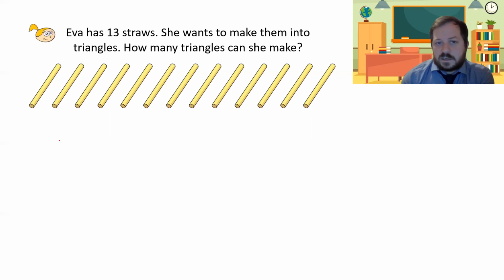So Eva has 13 straws and she wants to make them into triangles. How many triangles can she make? Have a think. How would you do it? And what would that mean?